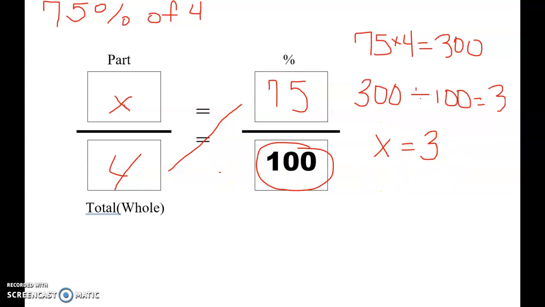Ms. Ellis, is that how we solve? That is how you solve a proportion. You cross multiply two numbers and you divide by the number that I circled, the number that's left over.